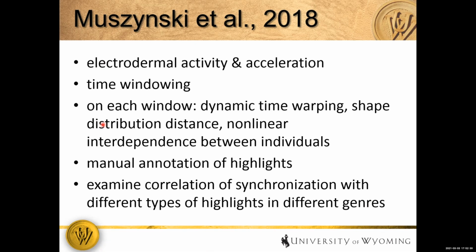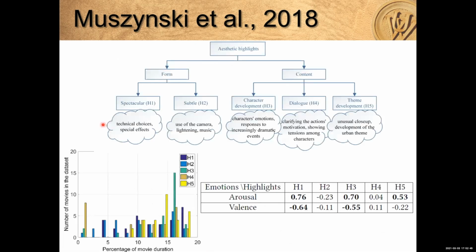And they examined just how do you correlate that synchronization with the different types of highlights in different genres of movies. And they actually split it up into 5 different types of highlights, which is, whoa, cool special effects, or subtle highlights, character development, dialogue, theme development.